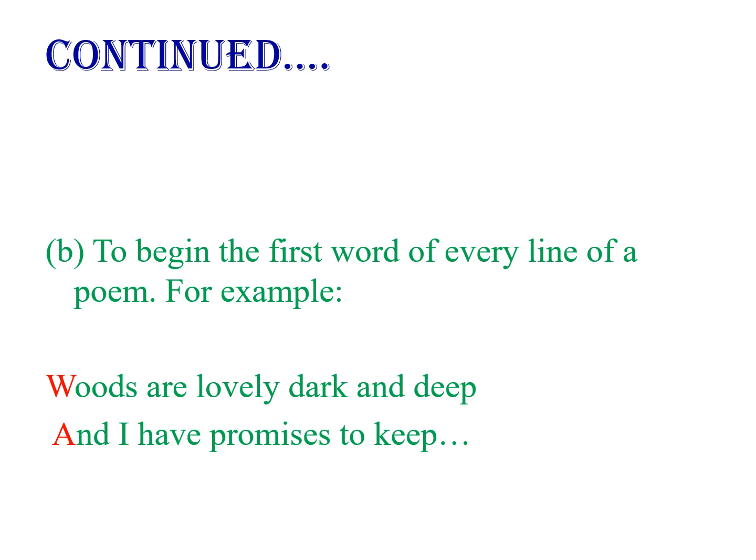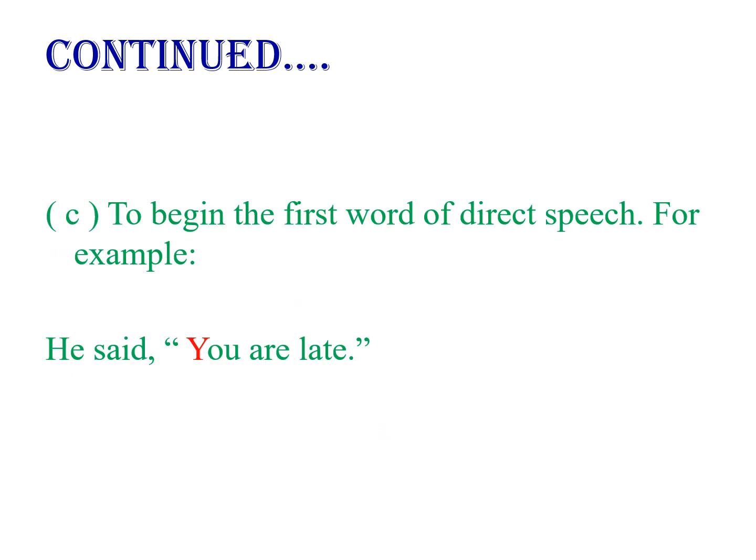It is also used to begin the first word of every line of a poem. For example, "Woods are lovely, dark and deep, and I have promises to keep." In these lines, the first word of the first line, woods, has its first letter capital W, and in the second line, the first alphabet is again capital A. These beautiful lines are taken from the poem Stopping by Woods on a Snowy Evening by Robert Frost.